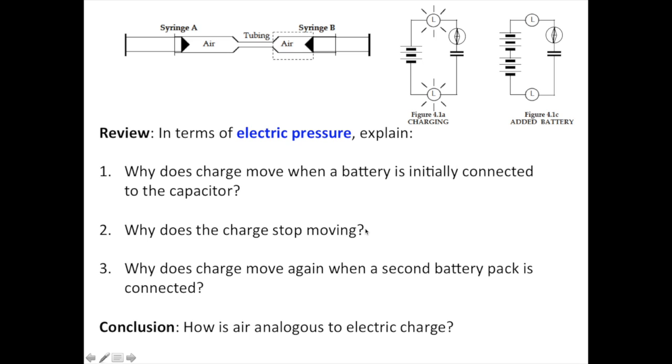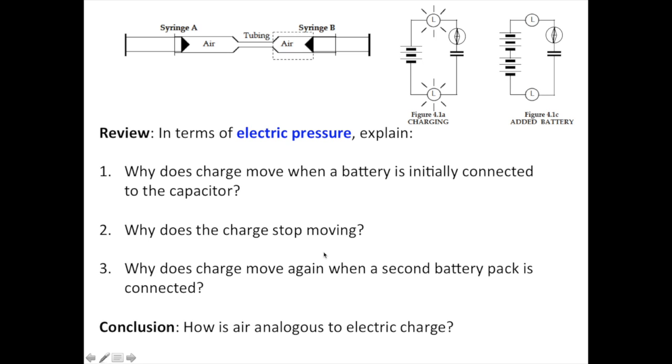Question 2, why does charge stop moving? Well, as more and more charge accumulates on the top plate of the capacitor, it's getting compressed. Just like when we put more air in syringe B, it got compressed and that air pressure started to push back. So as we accumulate charge here, we have increasing amounts of electrical pressure pushing back towards the battery. When that electric pressure pushing back is equal to the electric pressure of the battery pushing forward, the charge will stop moving because there's not a pressure difference anymore. Charge will only move when there's a difference in pressure.